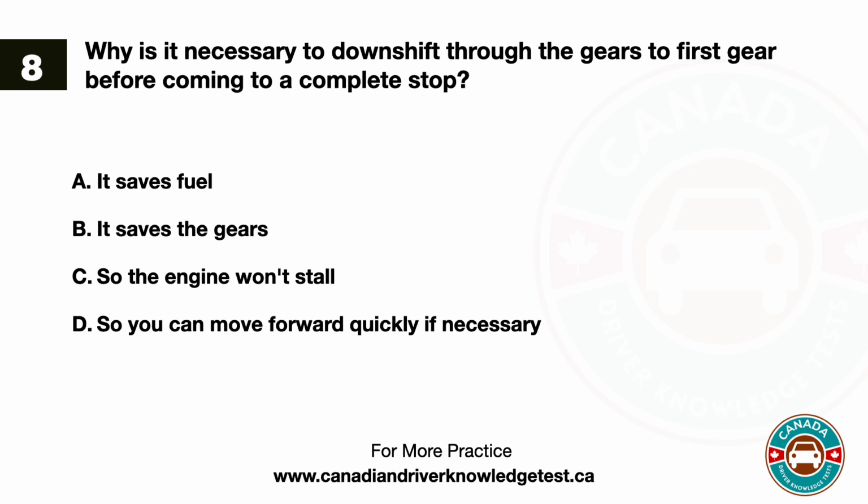Question 8. Why is it necessary to downshift through the gears to first gear before coming to a complete stop? A. It saves fuel. B. It saves the gears. C. So the engine won't stall. D. So you can move forward quickly if necessary. The answer is D. So you can move forward quickly if necessary.